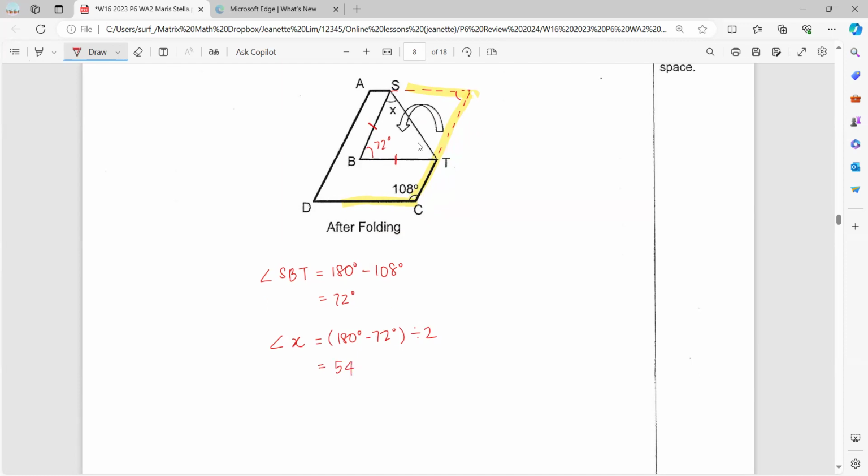Key this into your calculator, you should get 54 degrees.